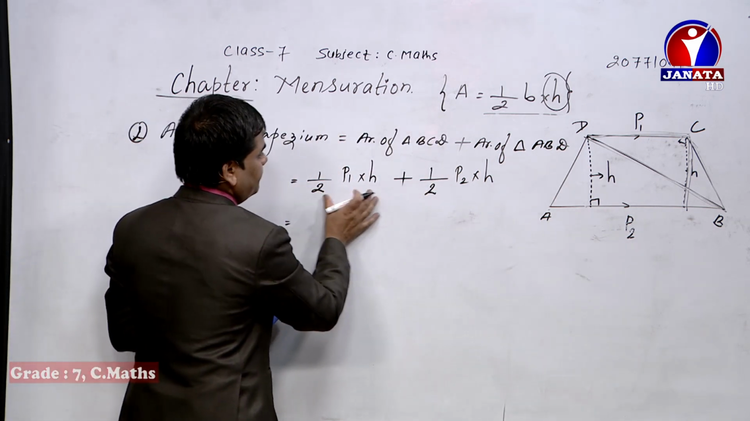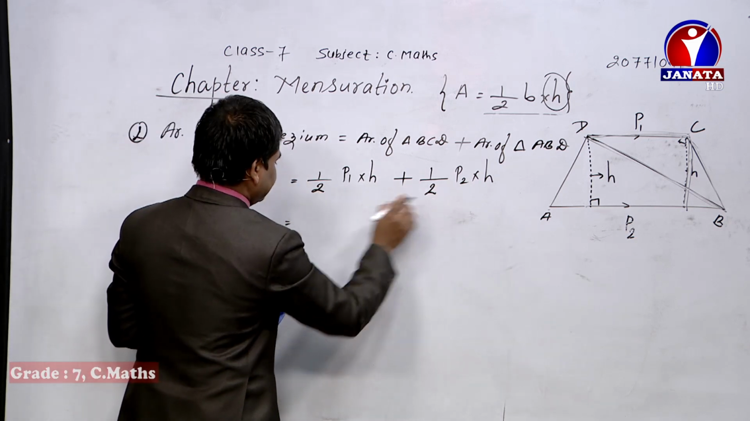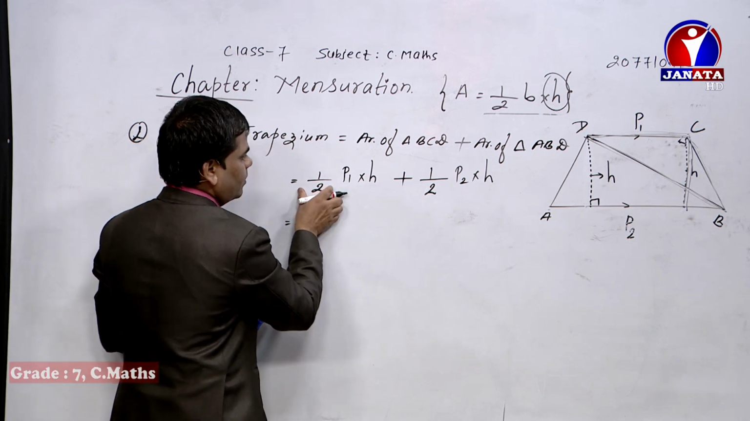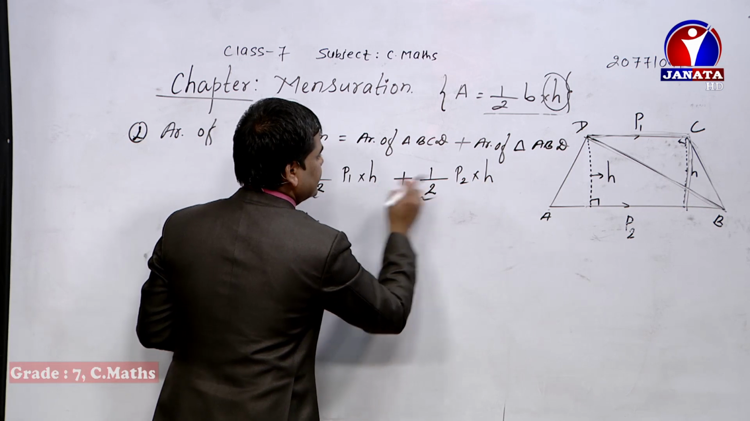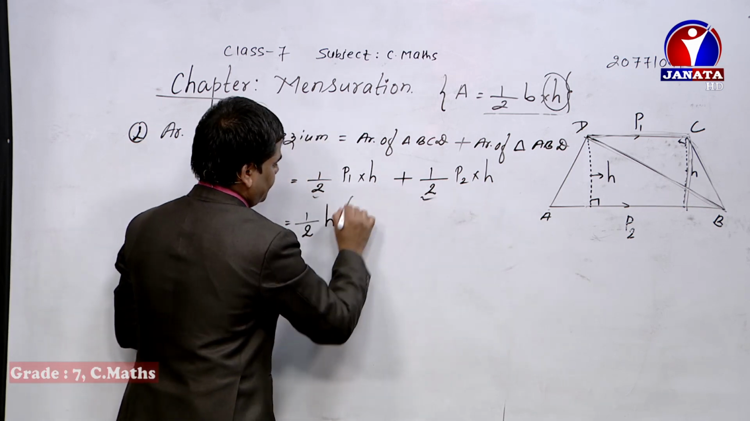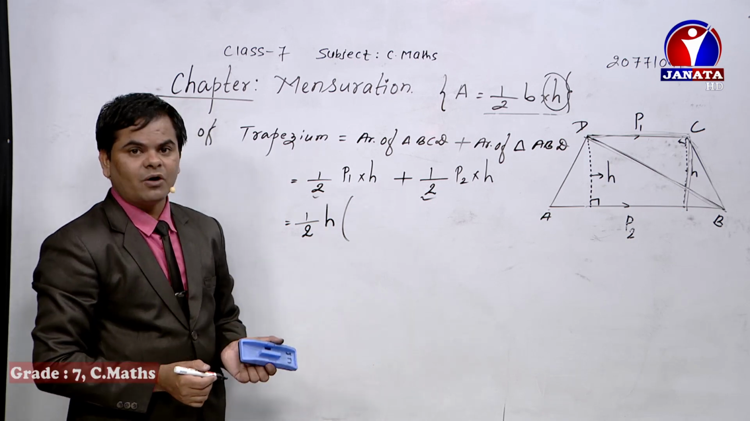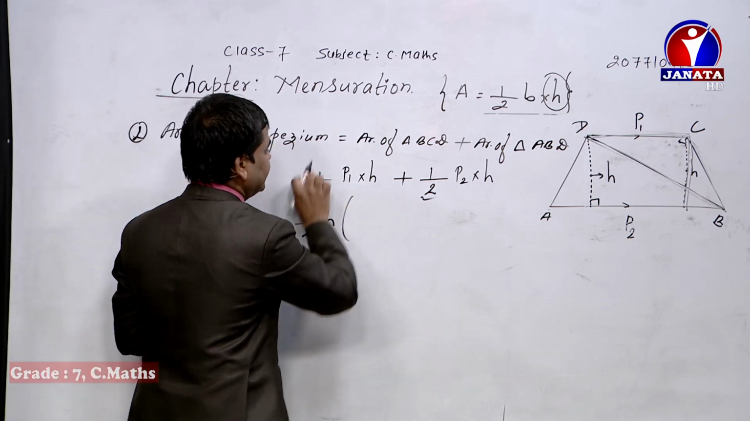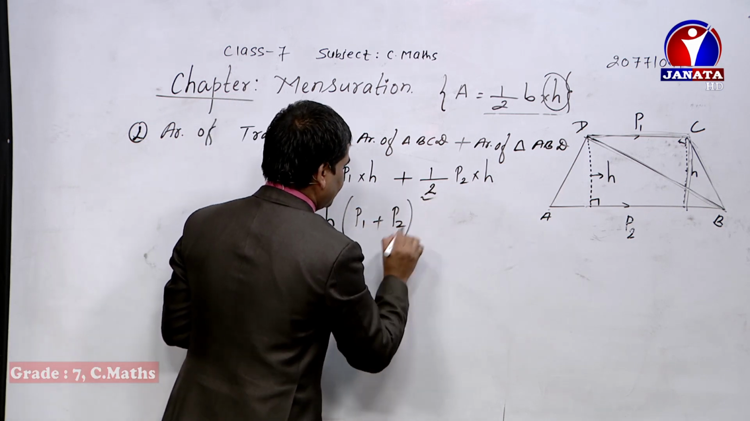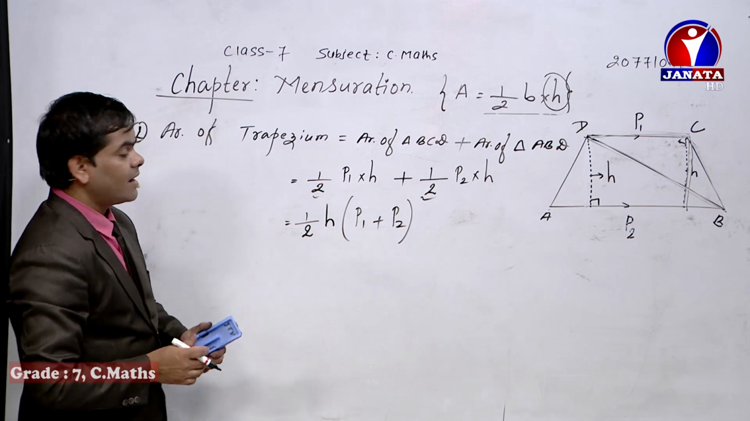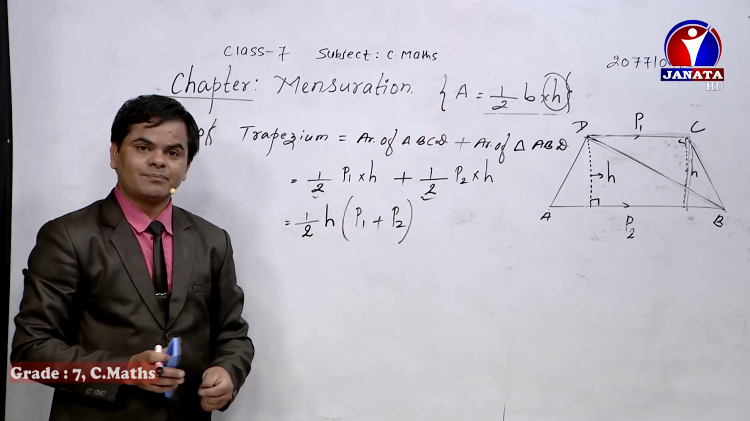Now if we want to combine together, then 1 by 2 is common, isn't it? So we can take common 1 by 2 in between these two. We have taken common these two, and the heights are also common. So h, height is also common, so we kept common h. Now what remains here? In this term there is P1 plus P2. So it is the formula for the area of a trapezium, 1 by 2 h bracket P1 plus P2.